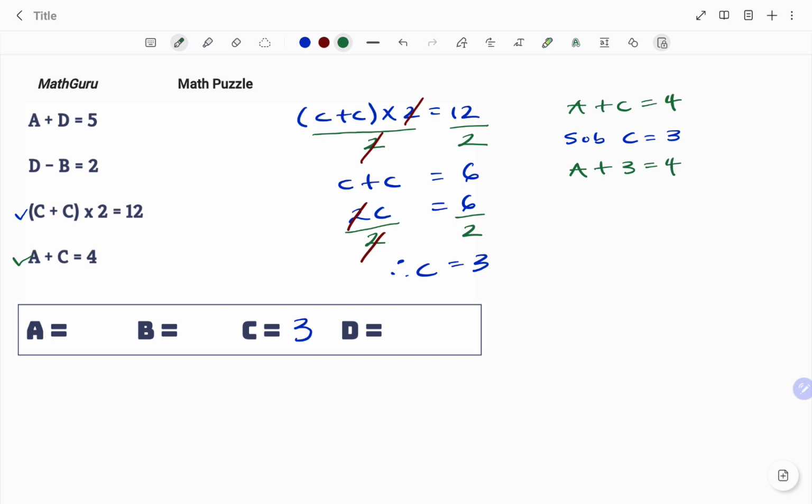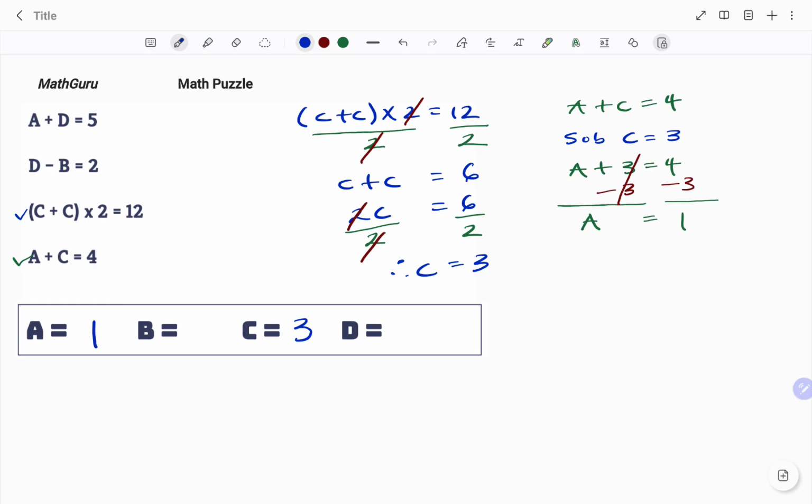To get rid of my 3, I'm going to subtract 3 from both sides. I'm still using the balance method. So I have a plus 0 equals, because 3 minus 3 cancels out, that's 0. And on my right hand side, I have 4 minus 3, that's 1. So therefore, the value of a is 1.